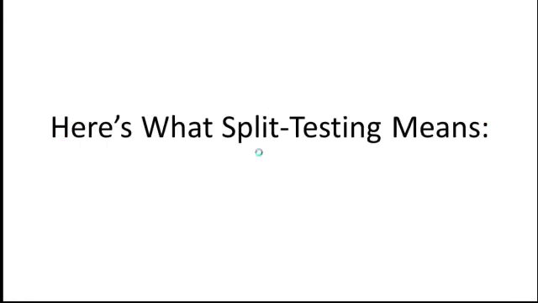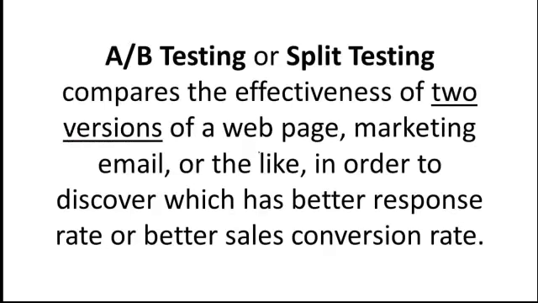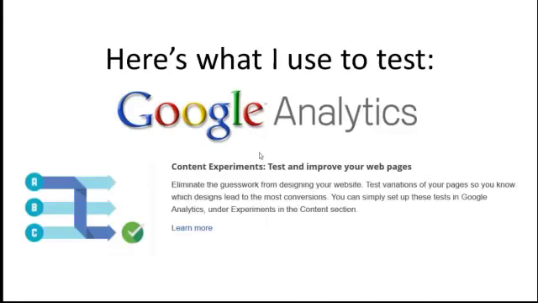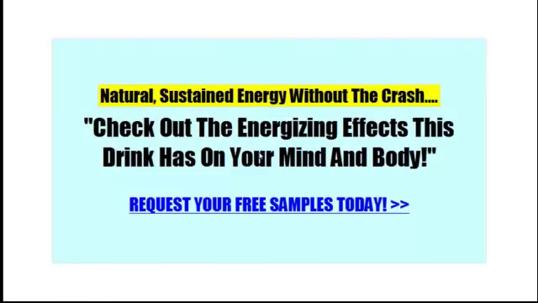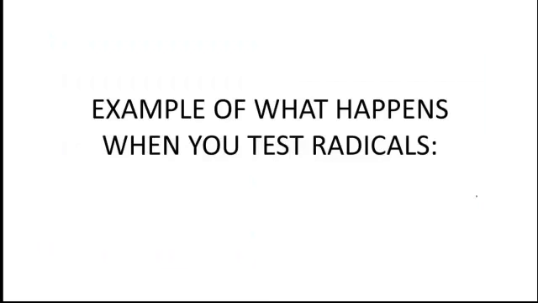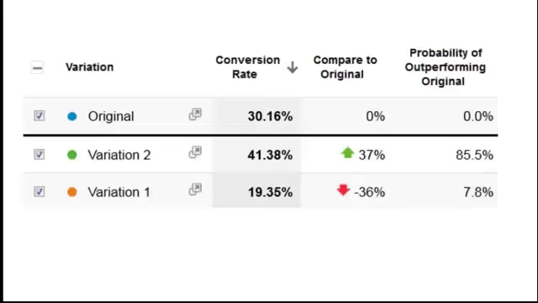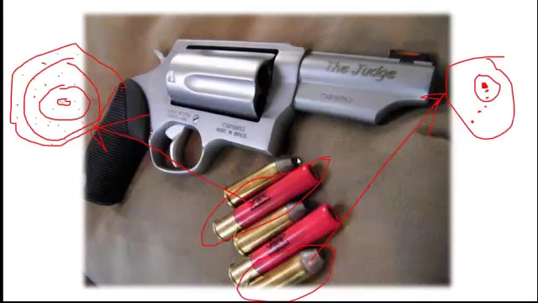So here's what split testing means, just so you guys know. It's A/B split testing, which shows the difference between two different pages, which we talked about. I use Google Analytics to test. I always start with radicals first, and I gave you some examples of radicals. There's one example. Here's another. And when you test radicals, you see radically different results. Look at this, really, really big radical.